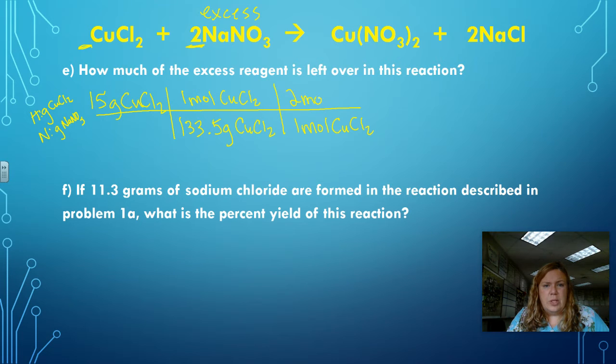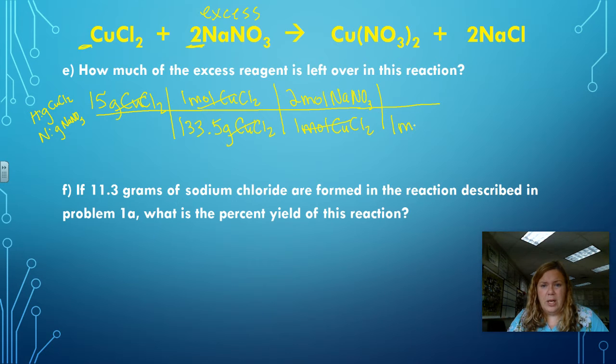So you have 2 moles of sodium nitrate. Okay, so let's see what we can cancel so far. Now we're at moles of sodium nitrate. I want to go ahead and calculate the number of grams of sodium nitrate. So we're going to go 1 mole for every molar mass, which is 85 grams of sodium nitrate.